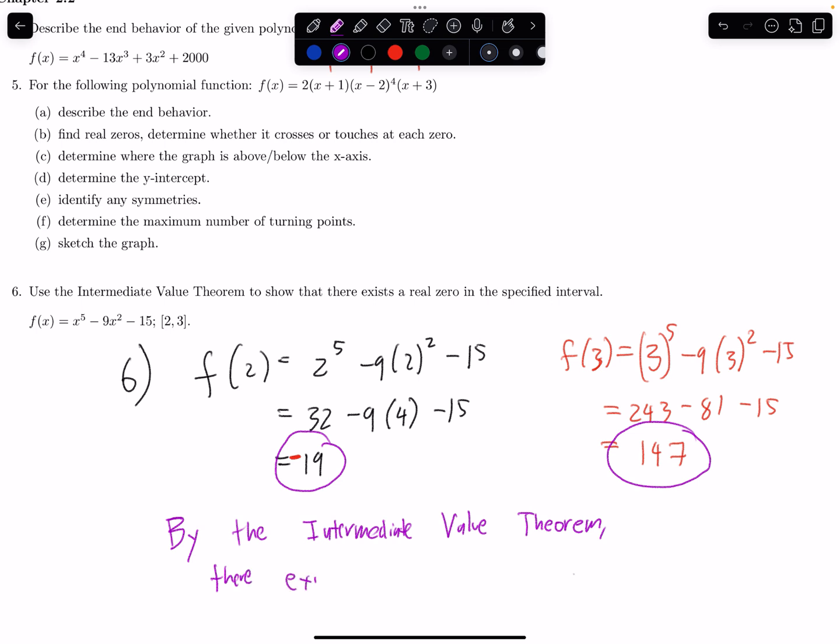There exists a 0 between negative 19, oh, I'm sorry, not negative 19. Between 2 and 3. Let's be more specific: between x equal to 2 and x equal to 3. Or, instead of this sentence, you could have said in the interval that they gave you from 2 to 3.